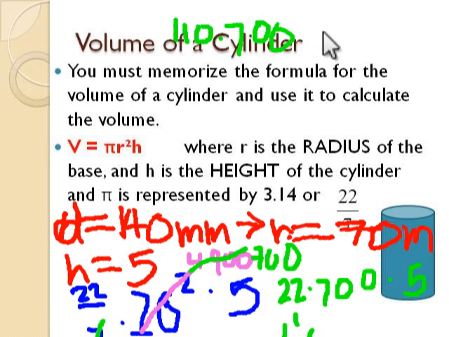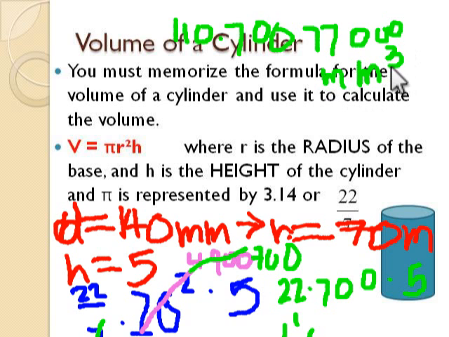And 11 times 7 is 77, with 3 zeros on the end. And the label then would be cubic millimeters. Okay, so 77,000 cubic millimeters is how much would fit in a cylinder whose diameter is 140 millimeters and whose height is 5 millimeters. And that's all there is to finding volume. Good luck!